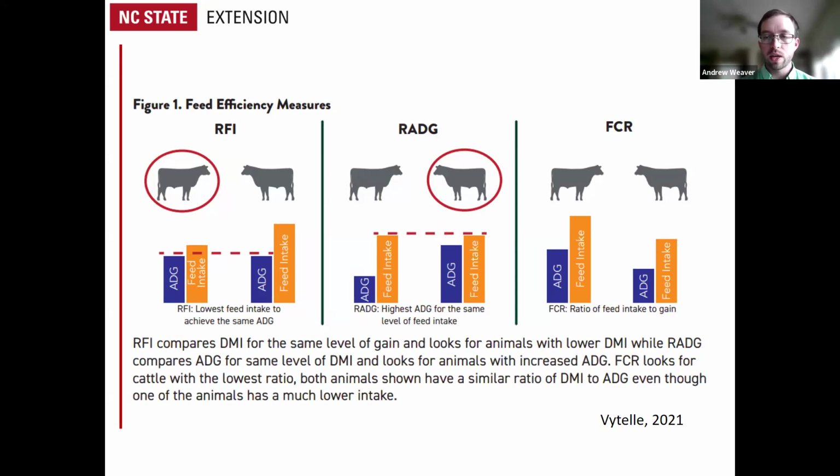And so in that way, we can keep mature size in check. We're not indirectly selecting for large mature sizes. We can reduce feed intake relative to a certain level of performance that we want our flock to have.